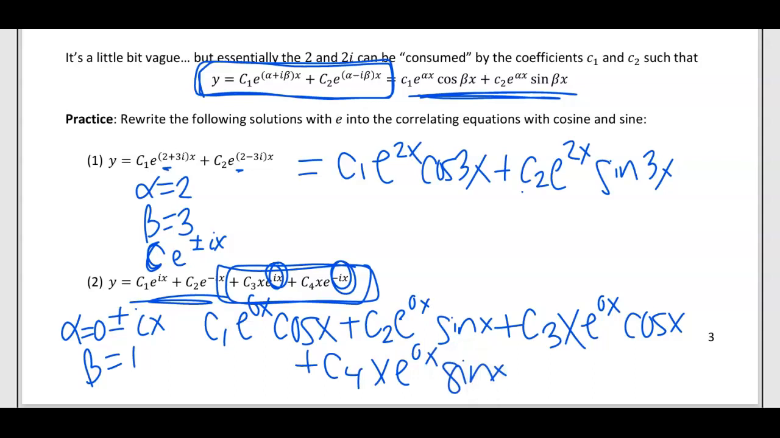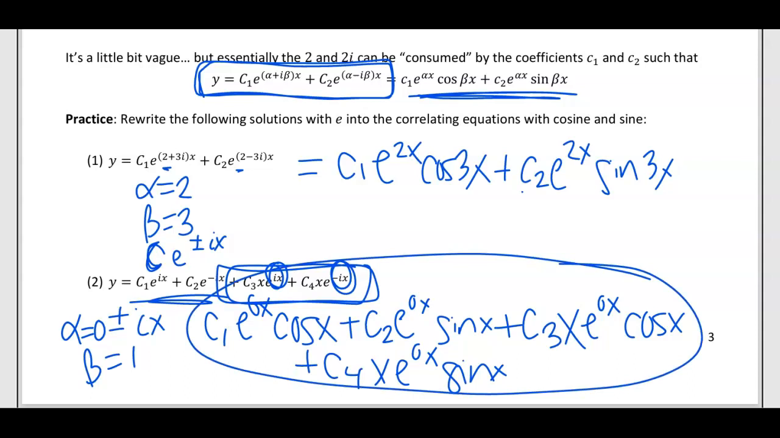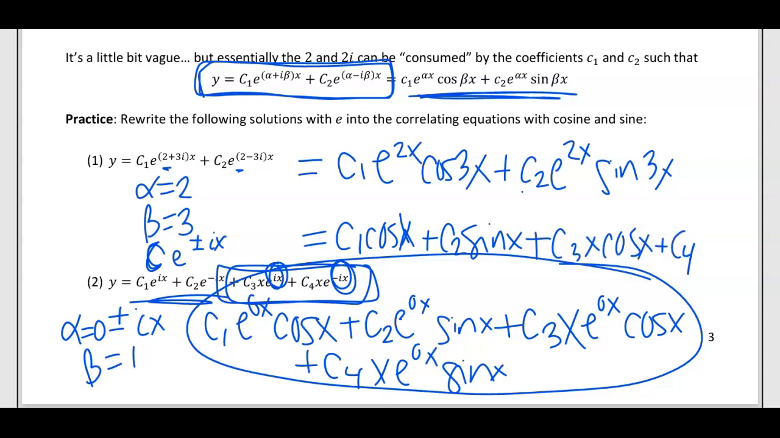Now e to the 0 is just 1. So this whole solution right here ends up becoming, I'm just going to write it up here, C1 cosine x plus C2 sine x plus C3 x cosine x plus C4 x sine x.